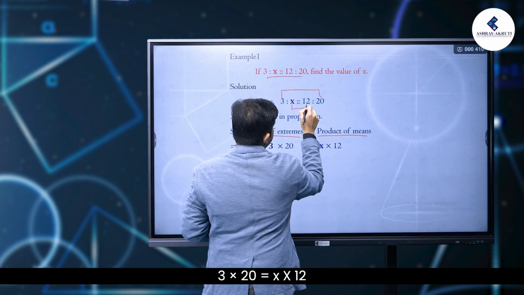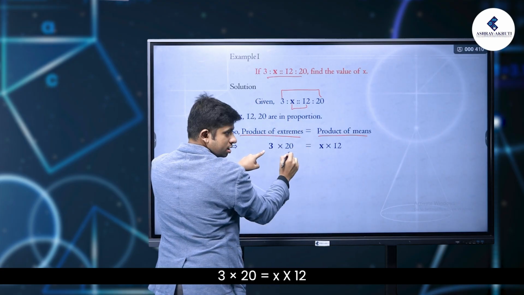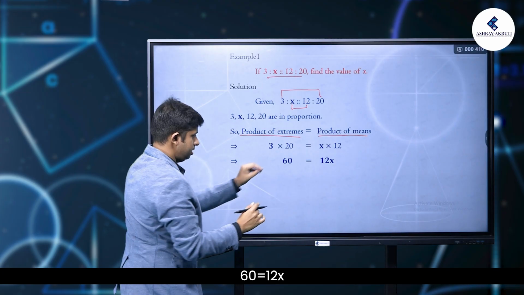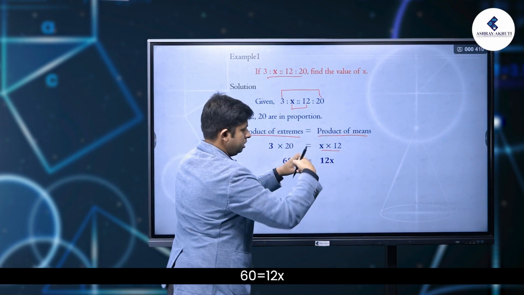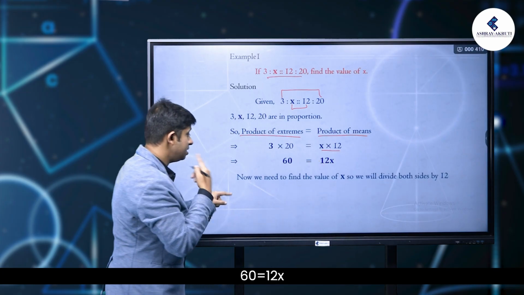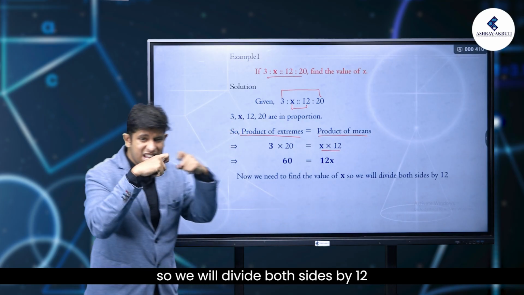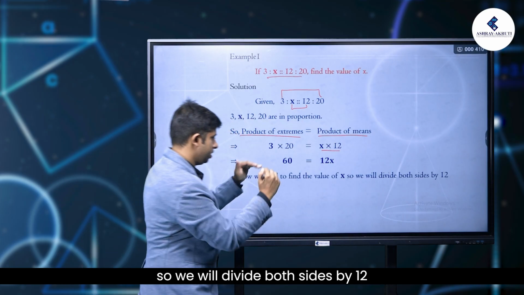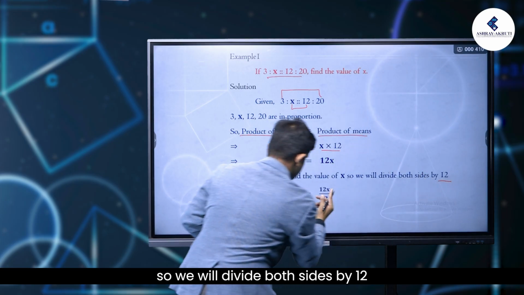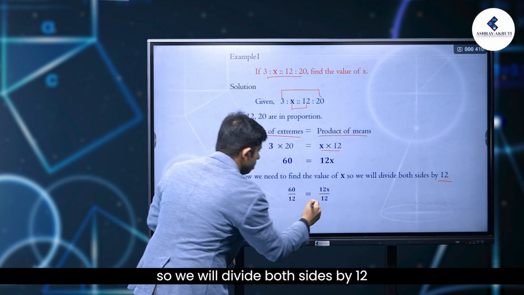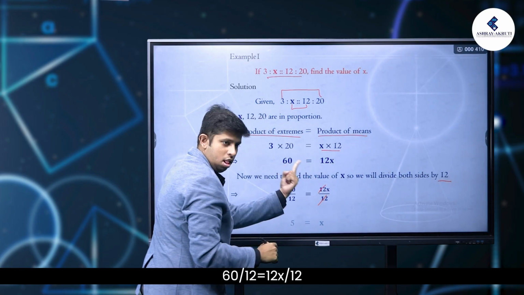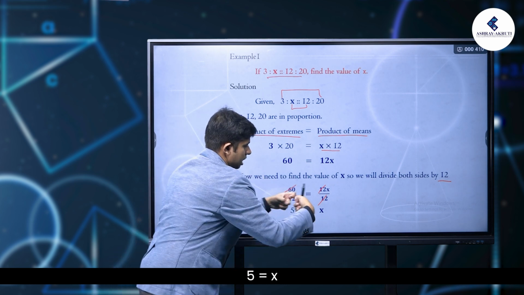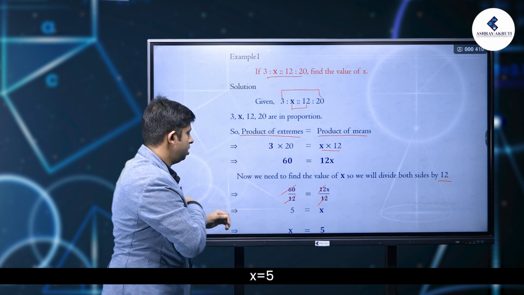3 into 20 equals x into 12. 60 equals 12x. Now we need to find the value of x, so we will divide both sides by 12. 60 by 12 equals 12x by 12. 5 equals x. x equals 5.